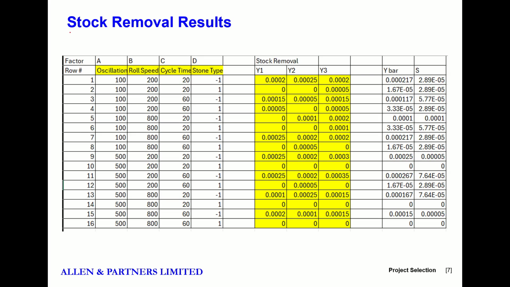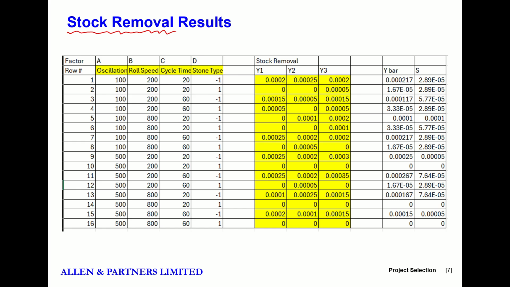And then they also wanted to check stock removal. Now this process is a polishing process. It's not really supposed to remove stock. And if it did remove stock, that would be a problem, because the dimension has been set on a previous machine. We don't really want to change the dimension by polishing it. So stock removal is important to check as well.